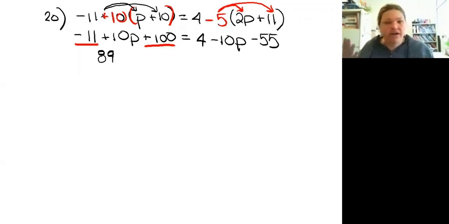Okay, now I've got nothing to combine with my plus 10p. I'll just drop my plus 10p. Okay, so we did that combining like terms on the left-hand side. Is it hard to see my plus? Plus. Okay, on the right-hand side, is there any simplifying we can do?